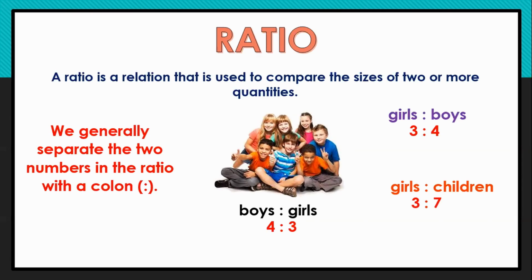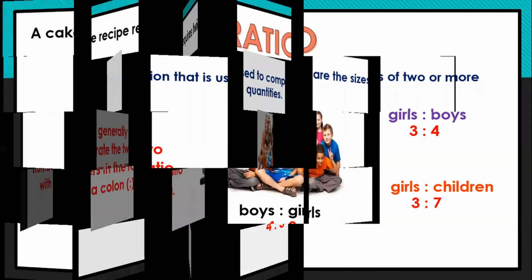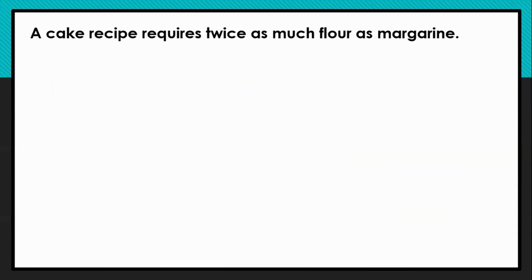Let us look at a few more examples. A cake recipe requires twice as much flour as margarine. What is the ratio of flour to margarine? Did I hear 2 to 1? You are correct. So the ratio of flour to margarine is 2 to 1. Let us look at another example.